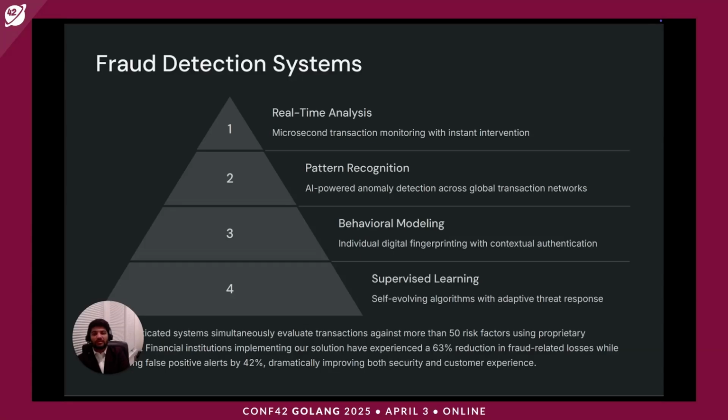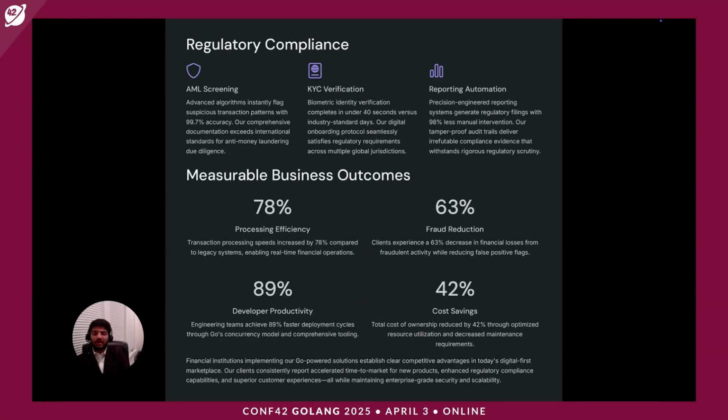But stopping fraud isn't enough. We also have to meet strict regulatory requirements. So let's jump into regulatory compliance. Compliance isn't just about following rules, it's about protecting the business and all our customers. 99.7% accuracy in AML. We flag suspicious transactions instantly. KYC in 40 seconds. Customers onboard in under a minute instead of days. 98% less manual work. Compliance teams save hundreds of hours through automation.